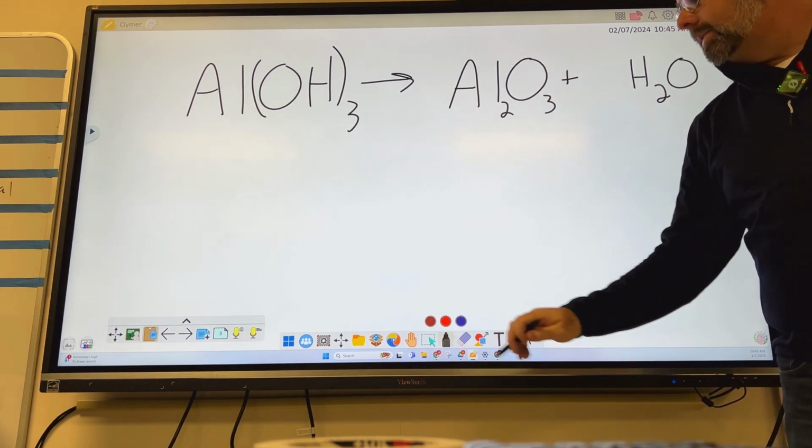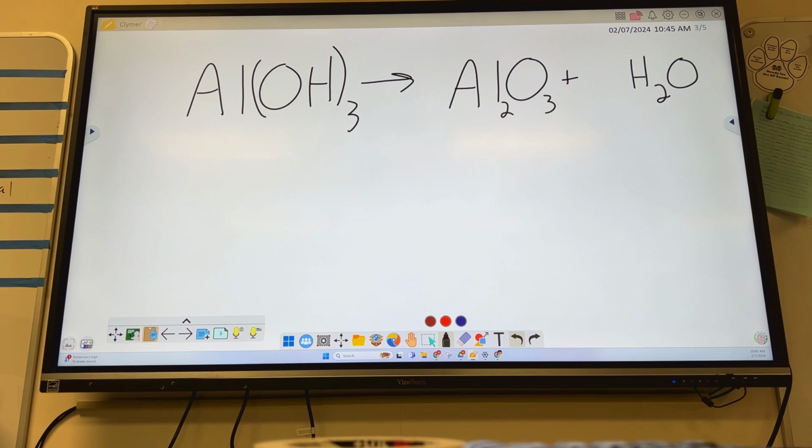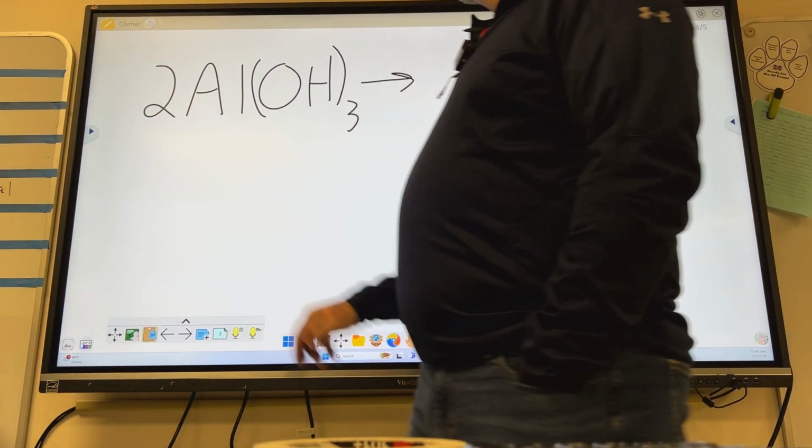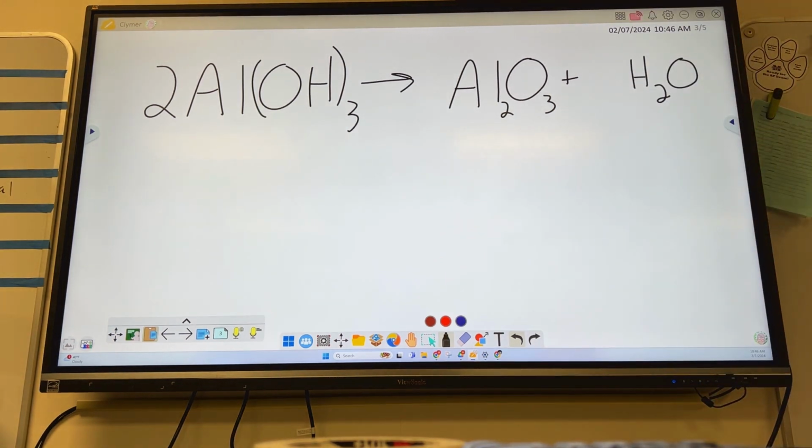So what's our last step here? Balancing. How are we doing on balancing? Almost good. We need 3 waters though. We need 3 H2Os. Let's fix the aluminum first, is my advice here. So we have 2 here. Now, how do we fix the rest?